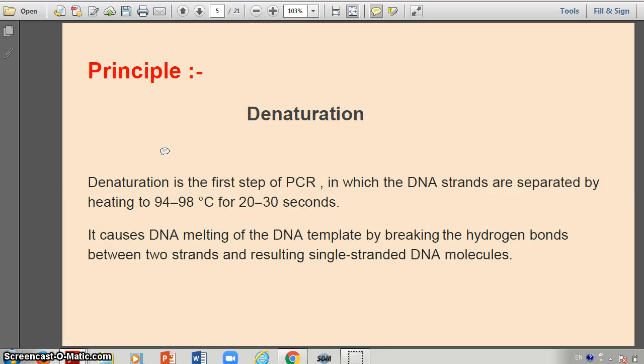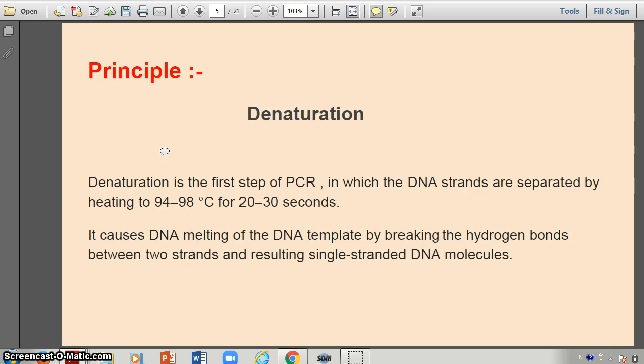So now we are going to learn what is denaturation. Actually, there is breaking down of the hydrogen bonds which are present between 2 DNA molecules. So there are 2 DNA strands, 5' to 3' and 3' to 5'. I think you know the structure of DNA. So in denaturation, there is breaking of the hydrogen bonds present between the 2 DNA strands. And after breaking the hydrogen bonds, the DNA molecules will become separate. They will become single stranded.